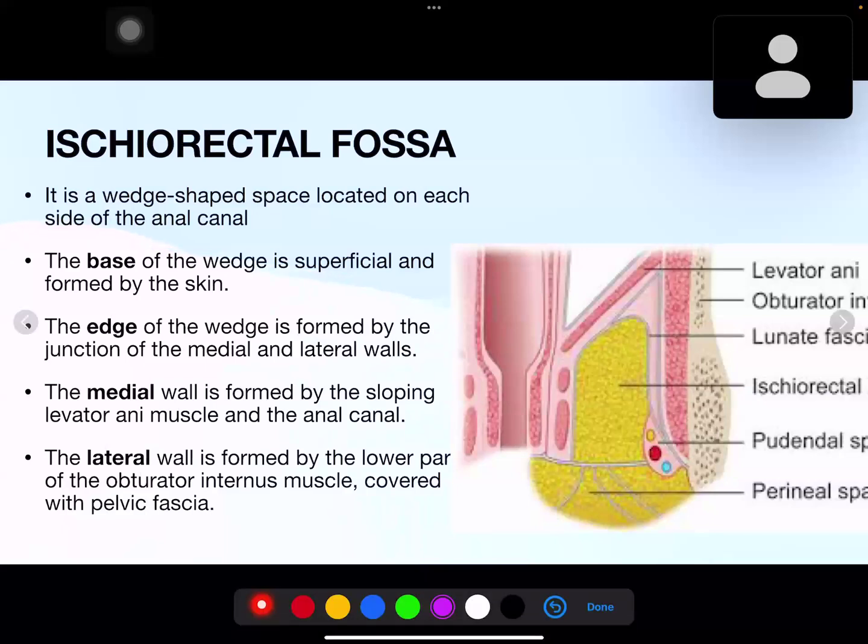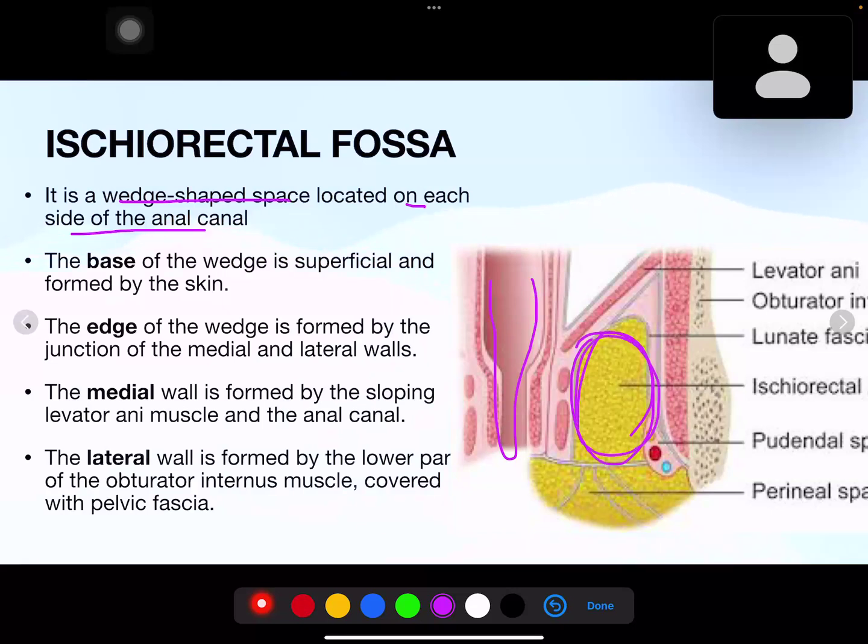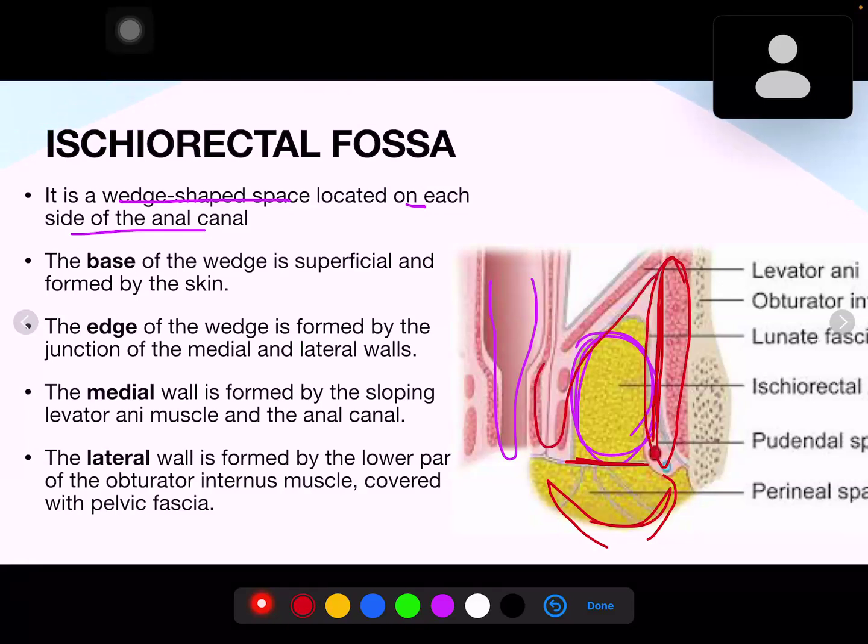Now, I was discussing the ischiorectal fossa. It actually comes in exams, the relations as well. It is a wedge-shaped space located on each side of the anal canal. You see, this is the anal canal, and on each side we have the ischiorectal fossa. Now, how is it formed? This is the base, and the base is formed by the skin. Now, these are the walls. This is the lateral wall, and this is the medial wall.